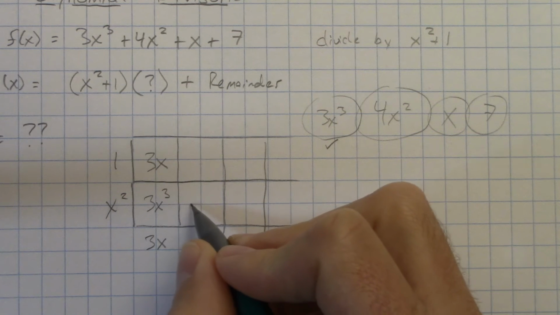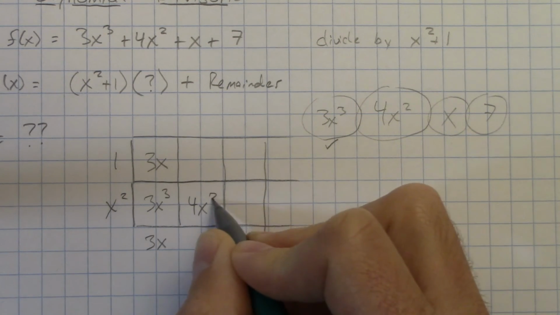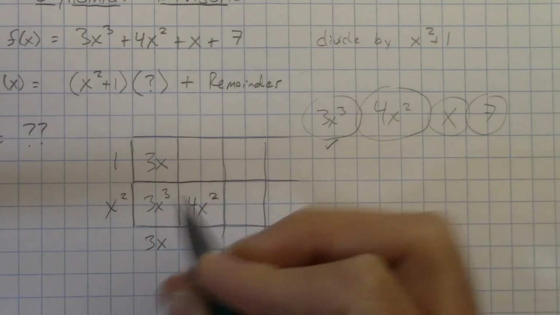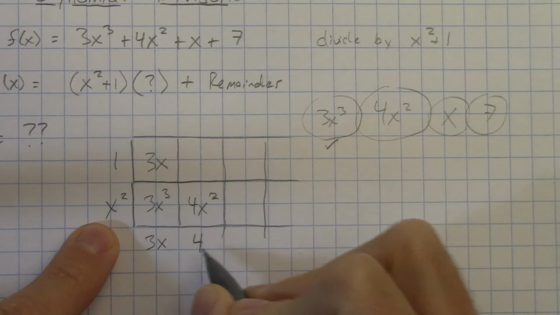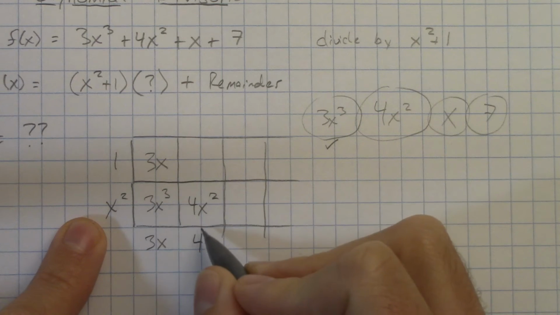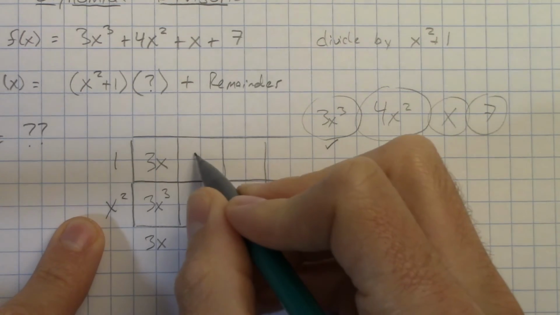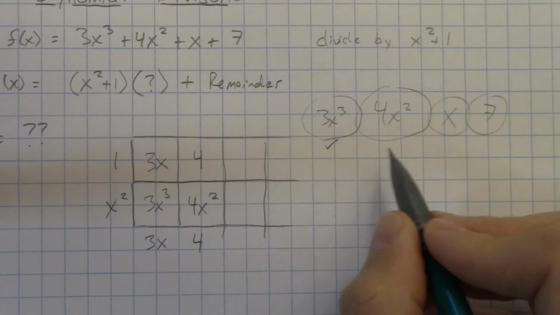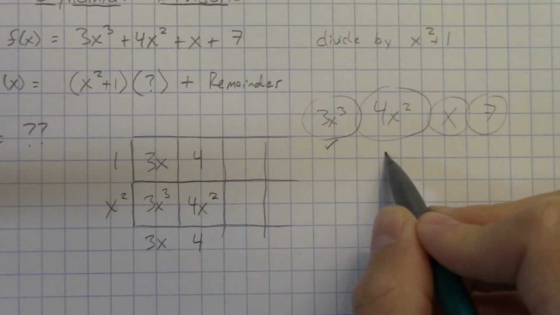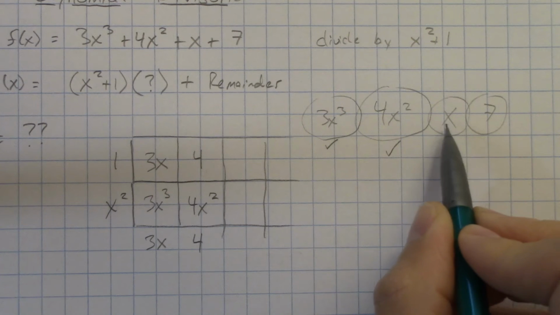Okay, so I'm going to put 4x squared here because I need to satisfy that requirement. All right, so then what would go here? Well, that's x squared, so this would be 4. 4 times x squared is 4x squared, certainly. And 4 times 1 is 4. Okay, so far I've gotten the 3x cubed term. I've gotten the 4x squared term. Now I need the x term.